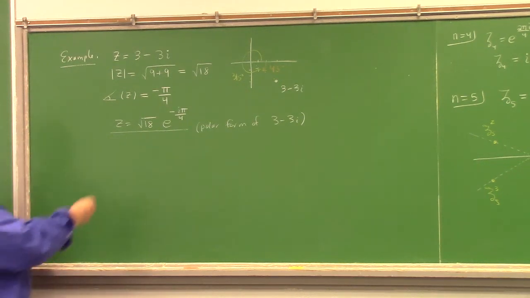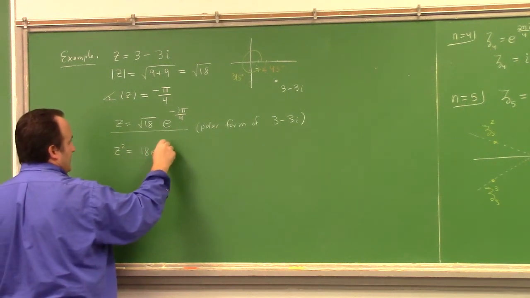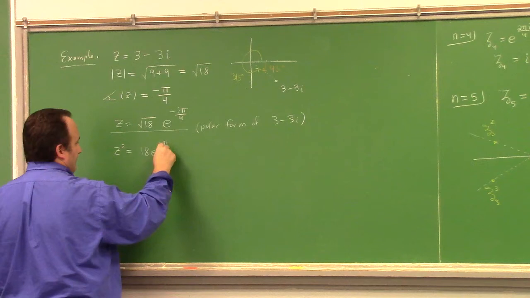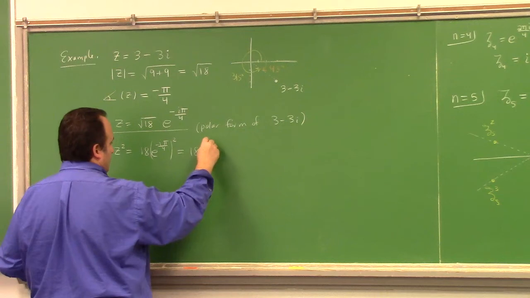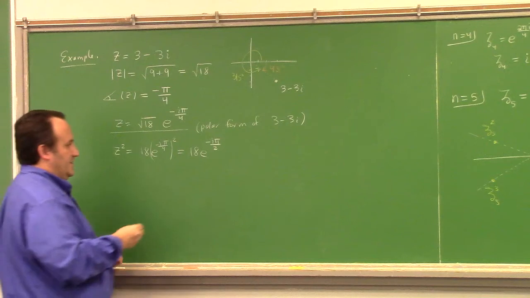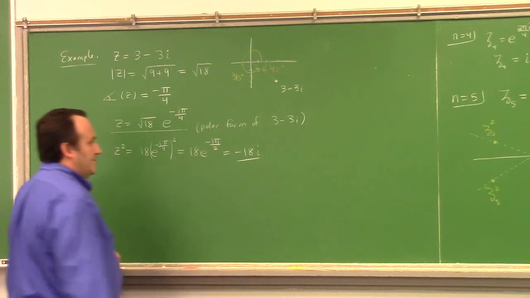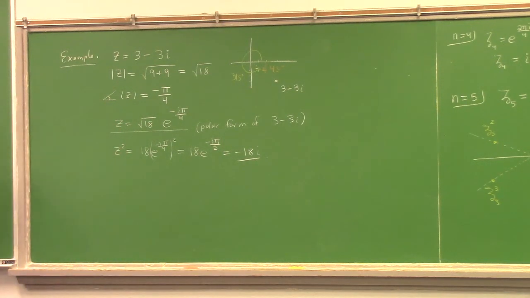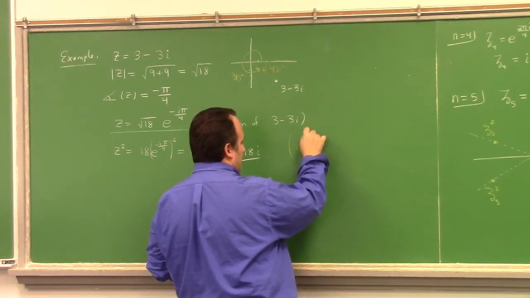For example, z squared is 18 e to the minus i pi over 4 squared, right? Which is 18 e to the minus i pi over 2, which, by the way, is minus 18i. Because e to the i pi over 2 is i, and e to the minus i pi over 2 is minus i.